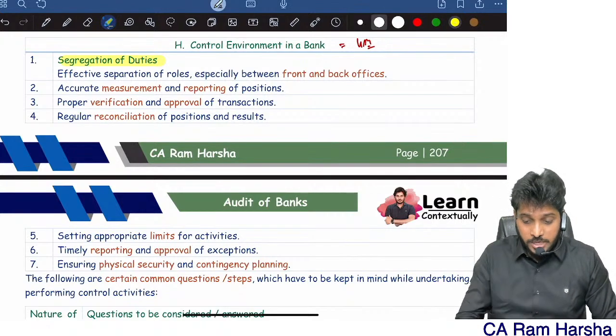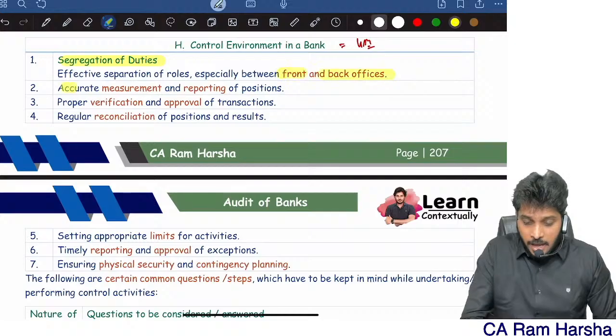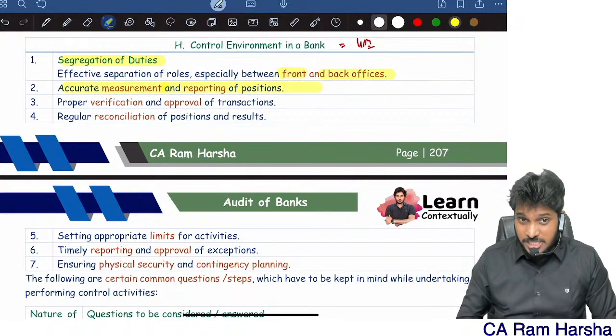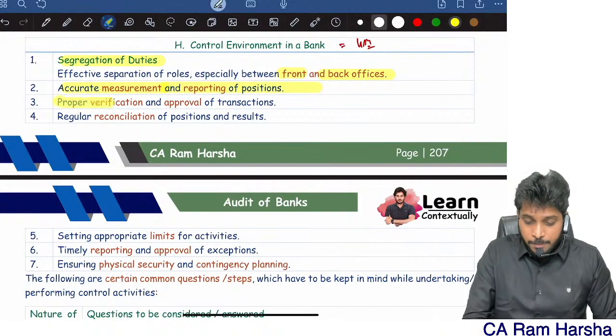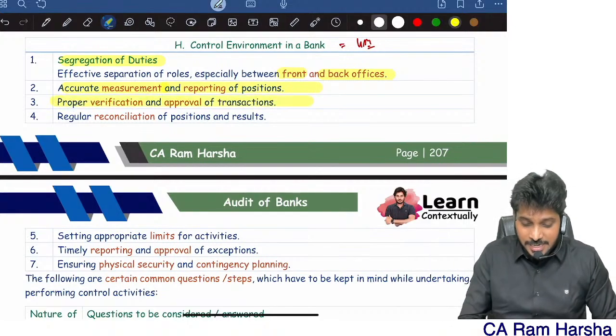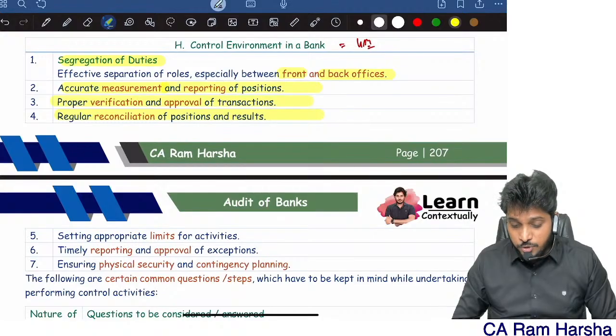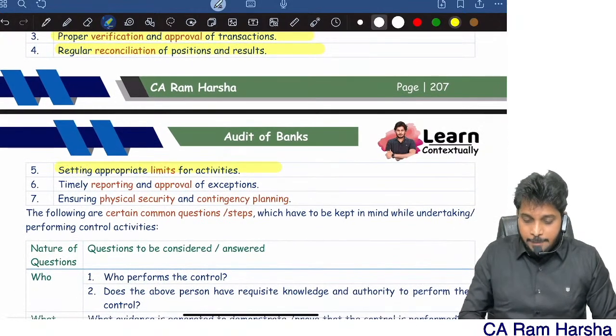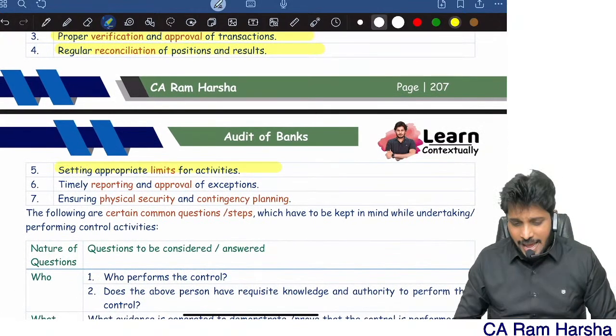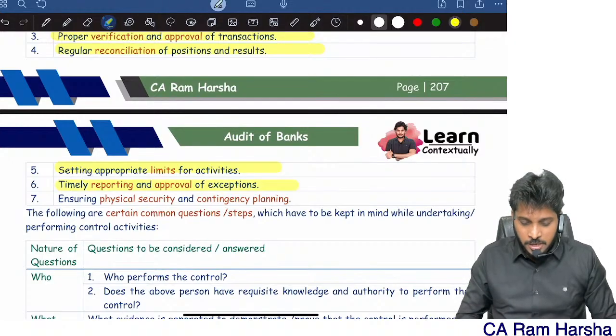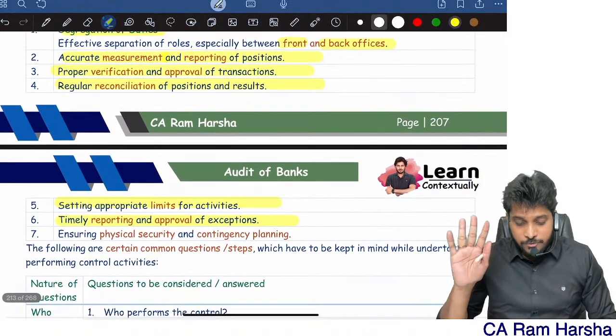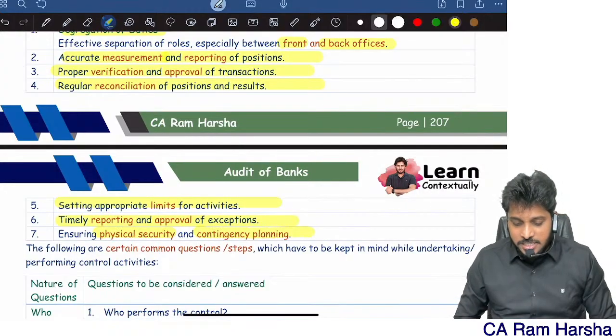Segregation of duties, like front office and back office. Accurate measurement and reporting of positions, like cash balances. Proper verification and approval of transactions. Regular reconciliation of positions and results. Setting appropriate limits for activities. Timely reporting and approval of exceptions. In this, any 4 points. Control environment, any 4 points. Physical security and contingency planning.